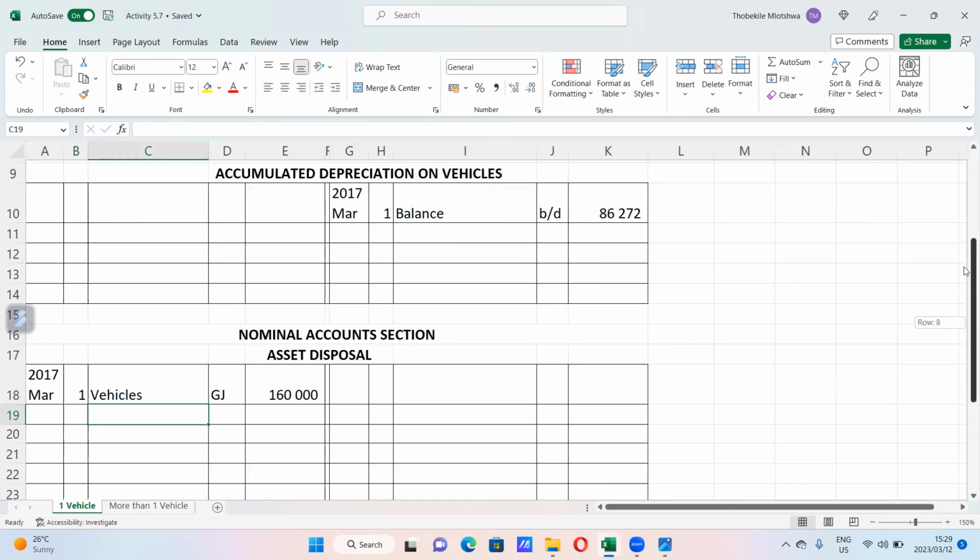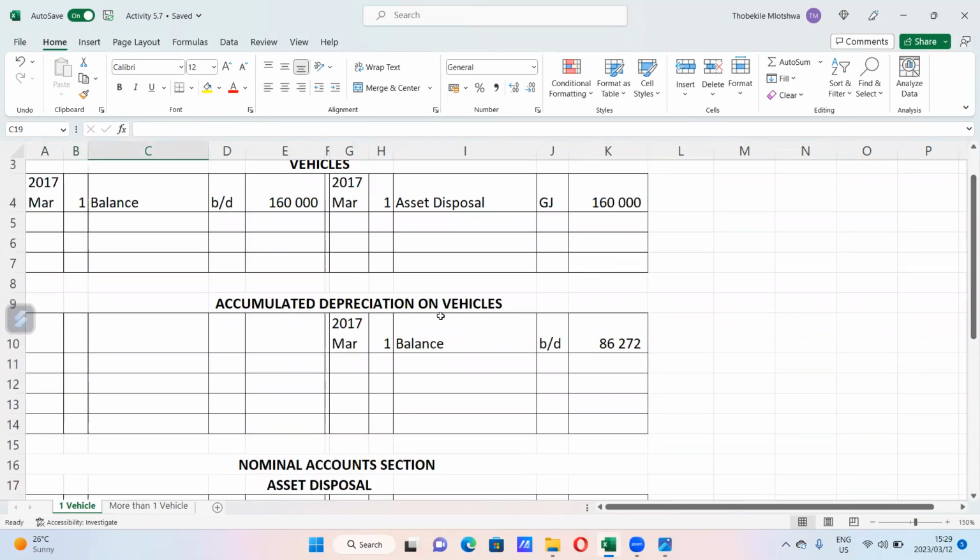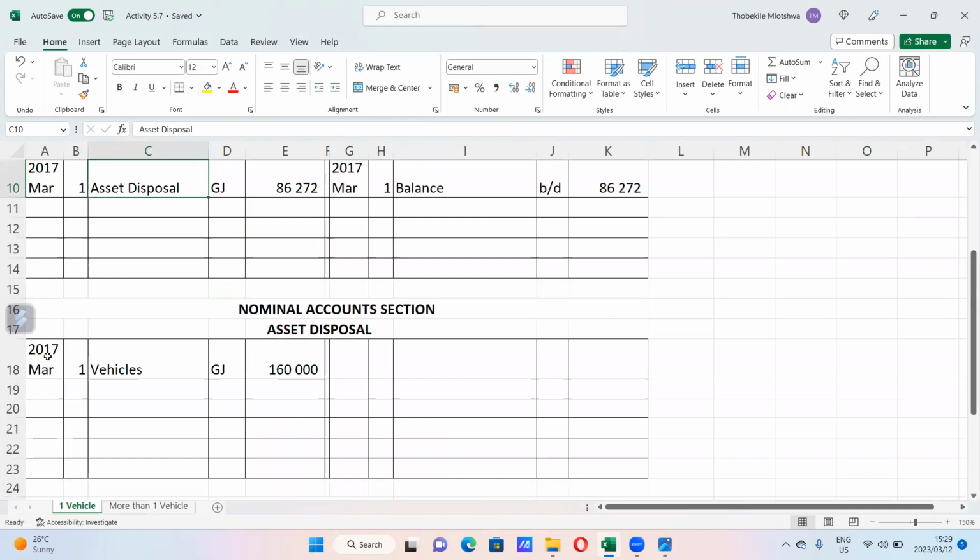They've been updated, but now we need to update accumulated depreciation on vehicles. This is also going to be gone because it is associated with this vehicle that we just sold. So we are going to debit it so that we can cancel it out. We debit this amount, so we take it again to asset disposal, GJ, 86,272. And then we debited accumulated depreciation, which means we credit asset disposal. Same date, we credit asset disposal.